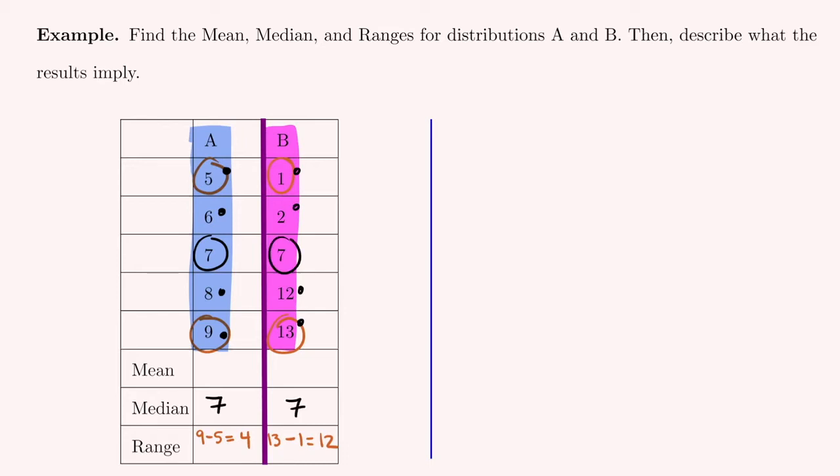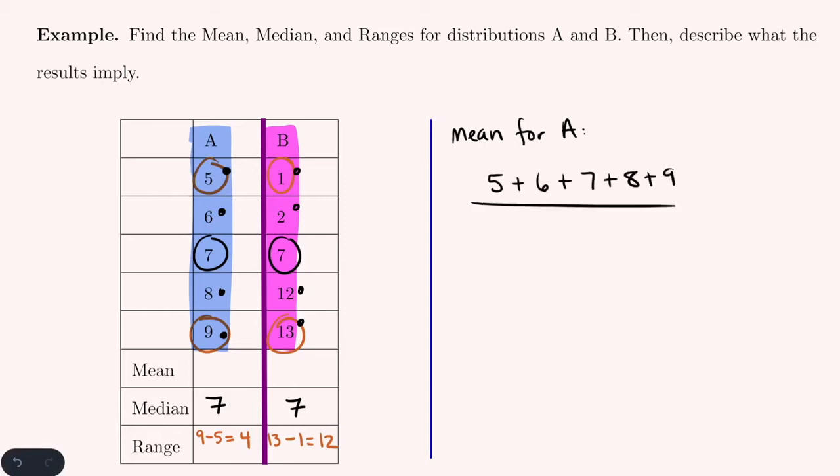And then we know to find the final measurement, the mean, we would take the average of the data values. So to find the average for A, I would add up all the data values, 5 plus 6 plus 7 plus 8 plus 9. And as there's 1, 2, 3, 4, 5 entries, I would divide that by 5, and we would get 7. So the mean is 7.